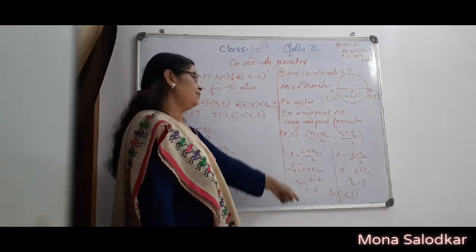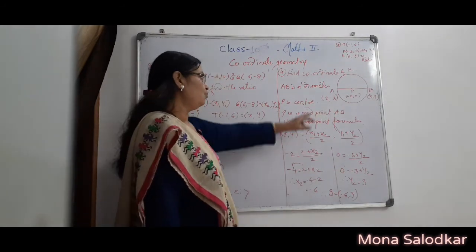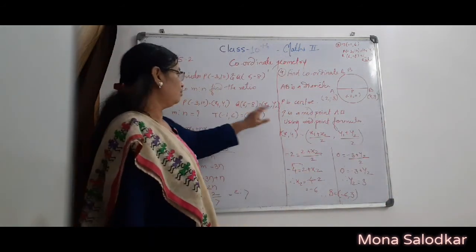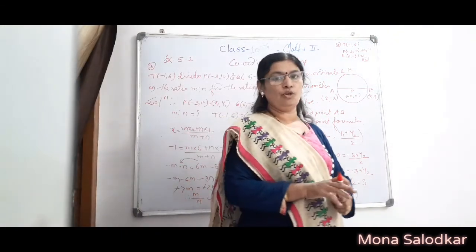This way here what you have to use? Midpoint formula, and then find out the answer. Take x and y. Here x and y are given. You have to find out x2, y2. Now see here students, these are the very important problems generally asked for 3 marks.